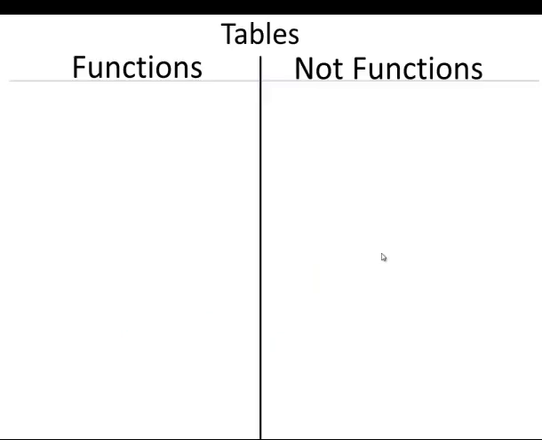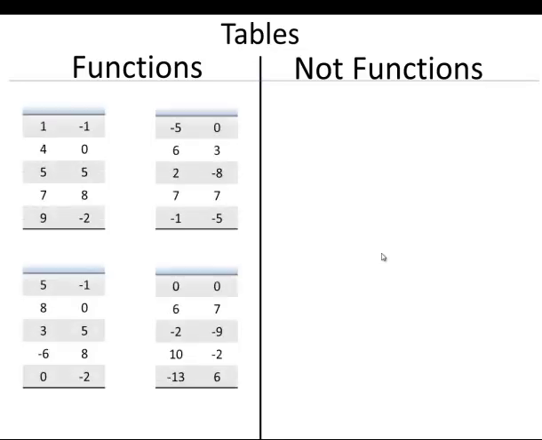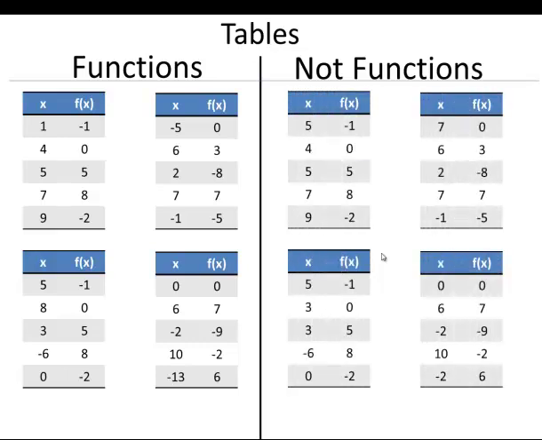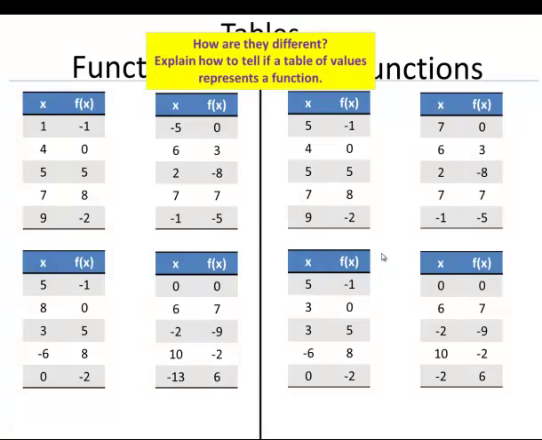Okay, we have some tables that we're going to look at that are functions and some tables that are not functions. Here are tables that are functions. We have these 4. And then here are tables that are not functions. I want you to tell me how are they different. Explain how to tell if a table of values represents a function.